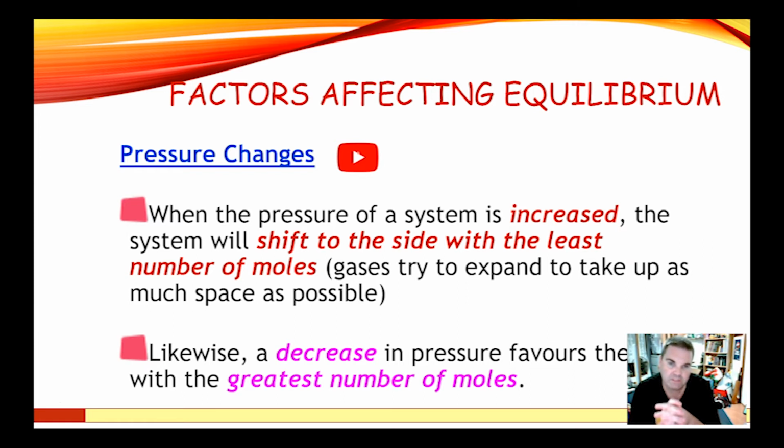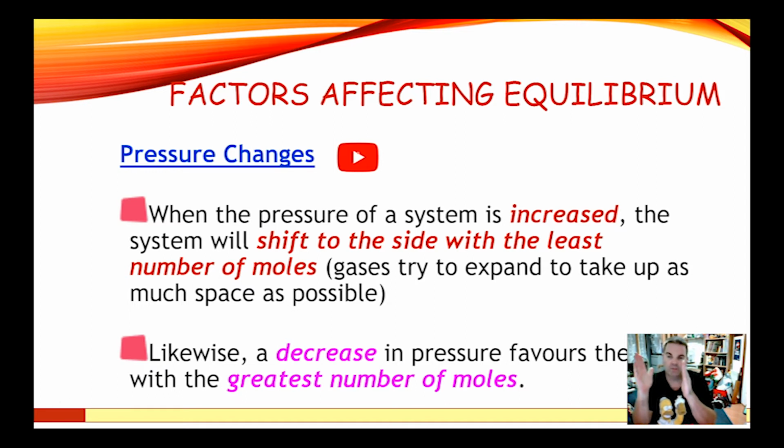So when you increase the pressure of a system, you're taking all your particles which are in this space, and you are taking the same number of particles and squishing them into a smaller space. So you are increasing the concentration of your particles. Now gases don't like that, because they want to take up as much space as possible. You've increased the concentration, so what the system wants to do is decrease that concentration, and it does that by favouring the side which has the least number of gaseous moles.